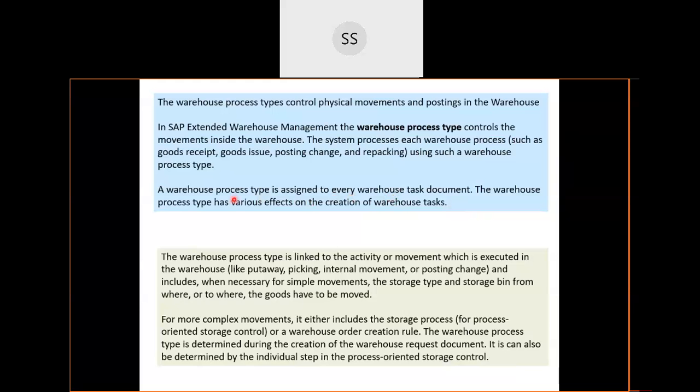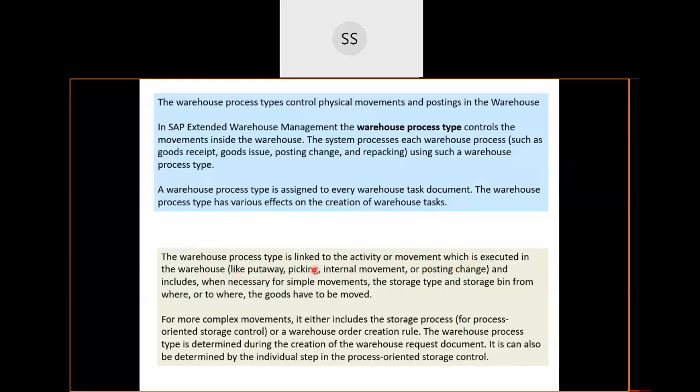According to the WPT, which is used for WT creation, warehouse task creation, it will behave accordingly and have effects on the creation of the warehouse task, because this controls what should be done when you are creating a warehouse task using this WPT. The warehouse process type is linked to the activity or movement executed in the warehouse, like put away, picking, internal, posting change, etc.